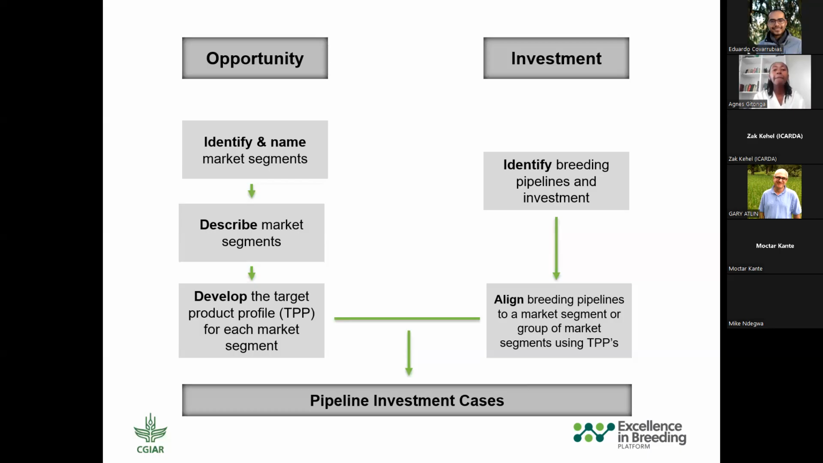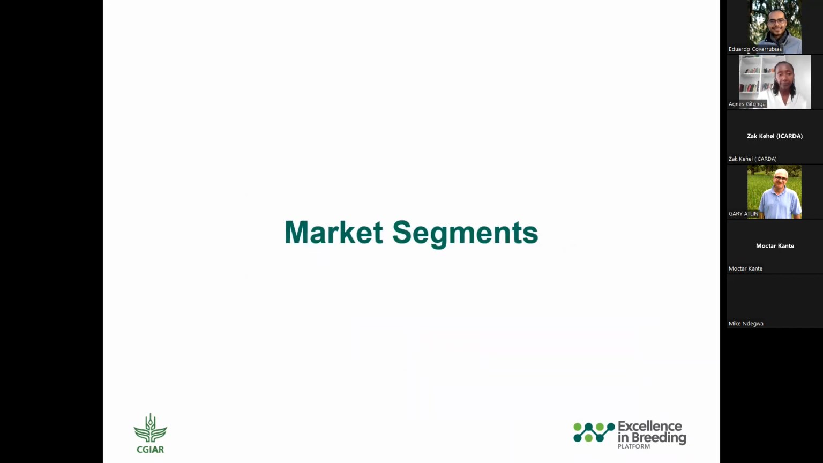Based on the description of the market segment, which gives us a good view of the opportunity, and keeping in mind the areas of impact that we want to create, we are able to look at which pipelines have what investment, and also give justification for what investment has been allocated for every breeding pipeline.